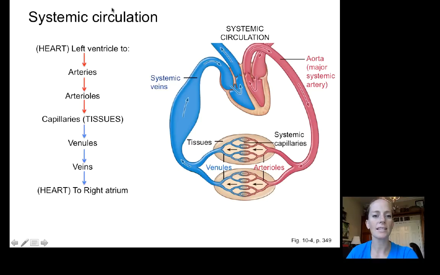So again, let's get back to this idea of circulation. The heart is pumping blood out the large arteries, and then it's going to travel through the arterioles and then to the capillaries. At the capillary level is where the exchange is going to occur with the tissues, and then the tiny venules will bring the blood back towards the heart and merge into large veins before it completely returns back to the heart.